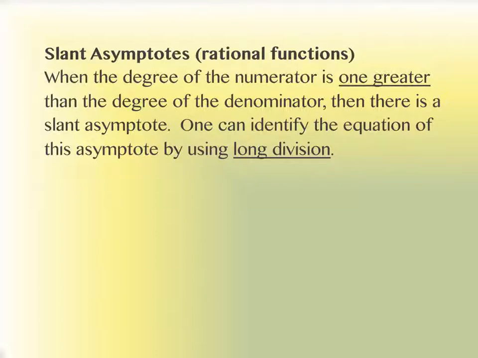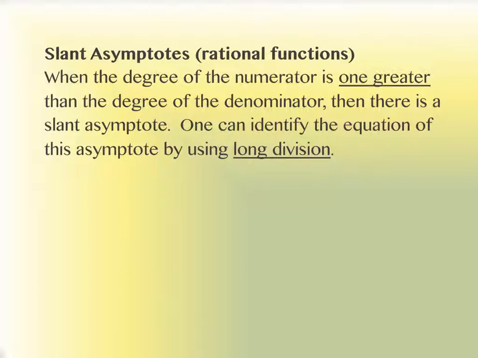Slant asymptotes happen in one and only one case. They happen when the degree of the numerator is exactly 1 bigger than the degree of the denominator. So 2 bigger doesn't work. And if it's the same, of course, we have that scenario before, but if it's exactly 1 bigger, then we have something called a slant asymptote. And the way that we find a slant asymptote is we use long division with polynomials.